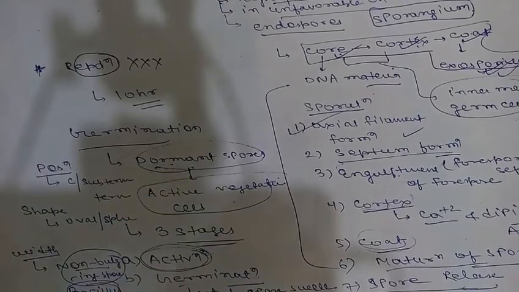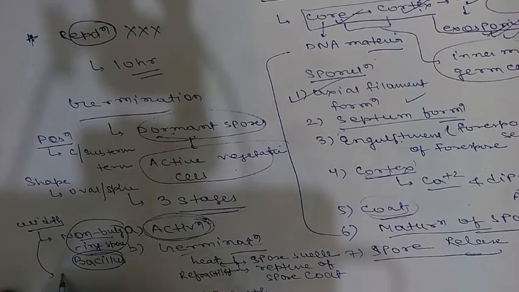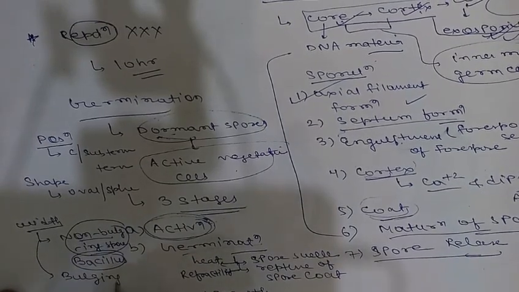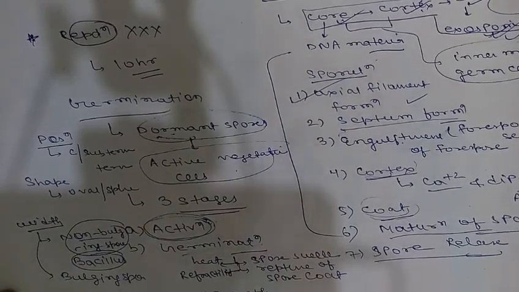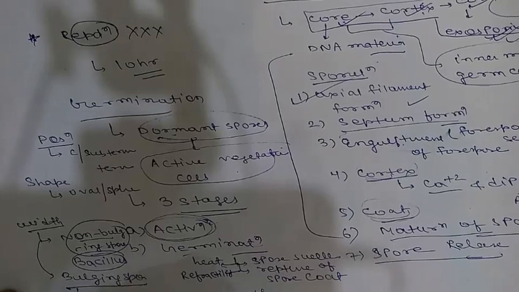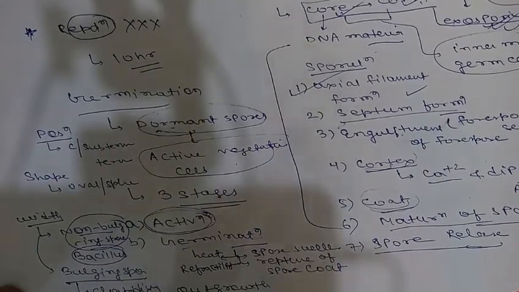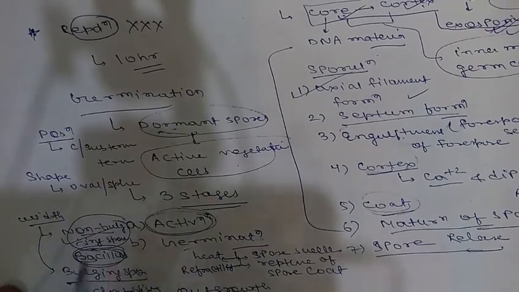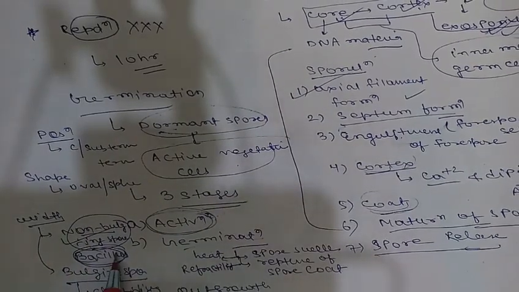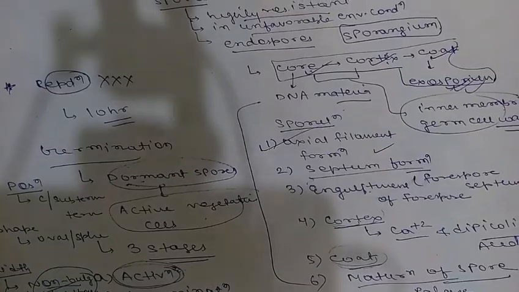Its example is Bacillus. Bacillus has a non-bulging type of spore. The second one is the bulging spore, in which the spore is wider than the bacillary body, creating a bulge in the cell. That is known as a bulging spore, and it is found in Clostridium. So Clostridium has a bulging spore, whereas Bacillus has a non-bulging spore. So this is about spore shape and position.